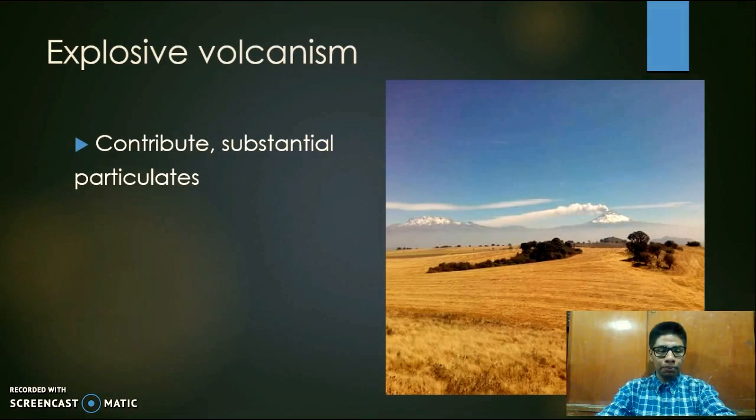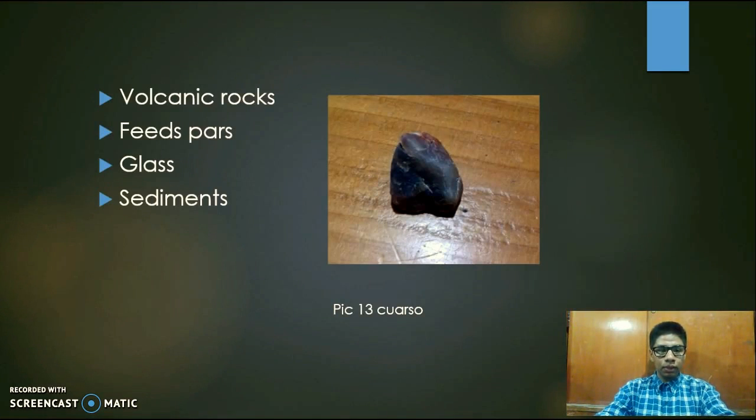Explosive volcanism. In the explosions of volcanoes, different rocks are created. The most common are the igneous rocks, as they are the magma that solidifies. Also, they create sediments that in the long run will create sedimentary rocks. These rocks can also be created by the wear of the igneous rocks. The volcanic explosions create volcanic rocks or igneous rocks, feldspar, glass, and sedimentary rocks.